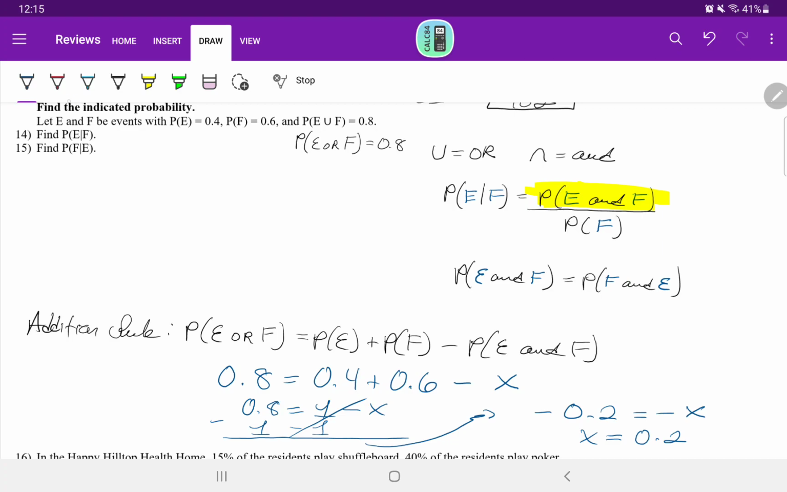And if you want to know how I got that, you can just multiply both sides by negative 1. Negative 1 times negative 0.2 is positive 0.2. Negative X times negative 1 is positive X. Because X equals 0.2, that means the probability of E and F equals 0.2.